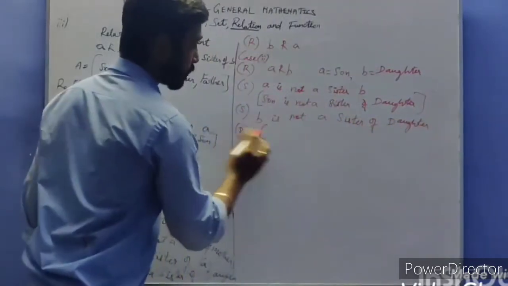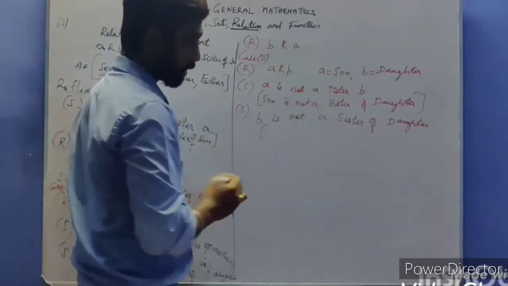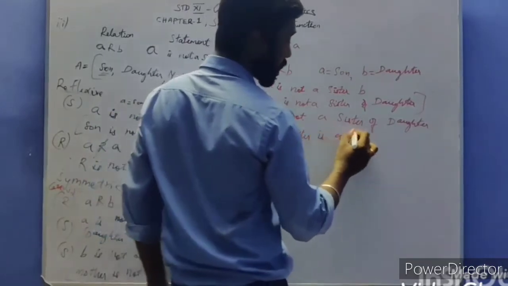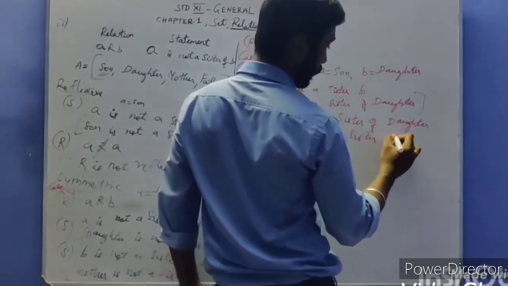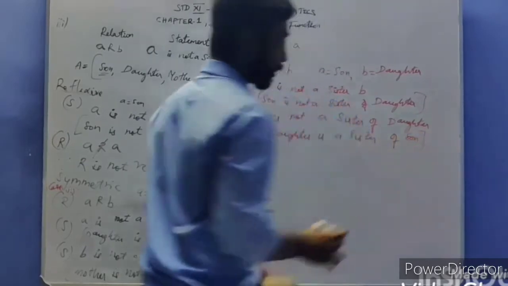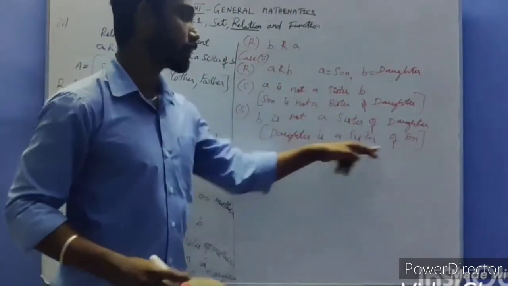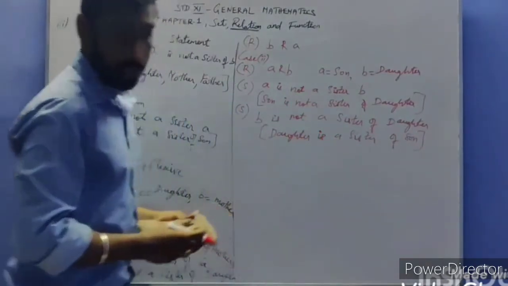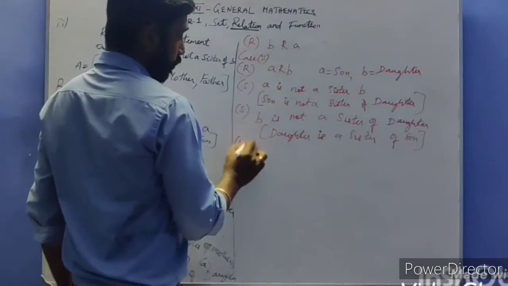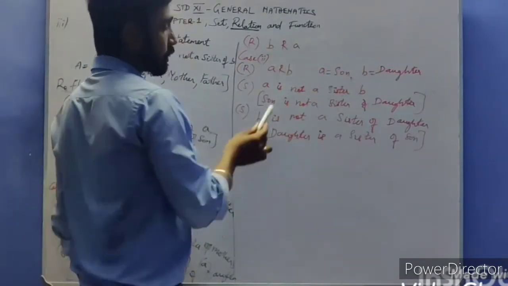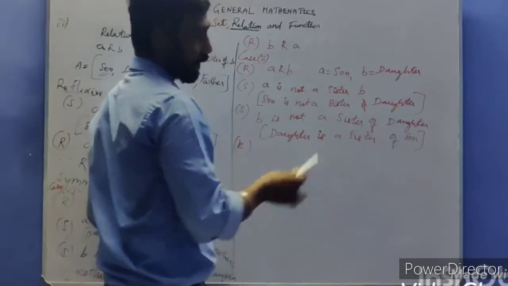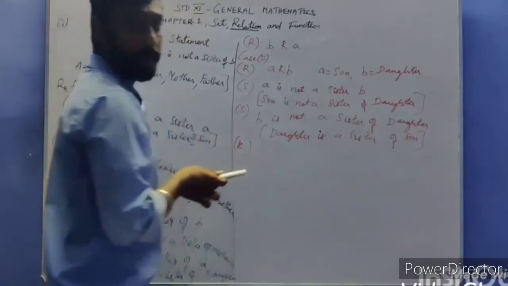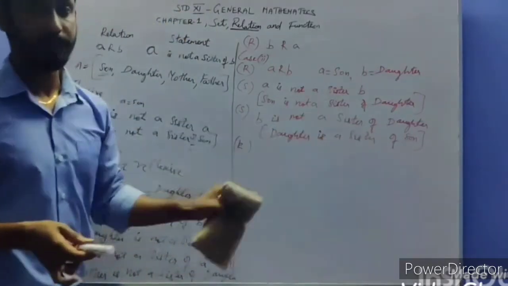But here the example we have to write, B will be daughter. Daughter is a sister of son. If you are saying, it is possible now. Daughter is a sister of son. The relation is not symmetric, because son is not a sister of daughter. It is not possible. But daughter is a sister of son. It will be possible, because son and daughter are in the same family.